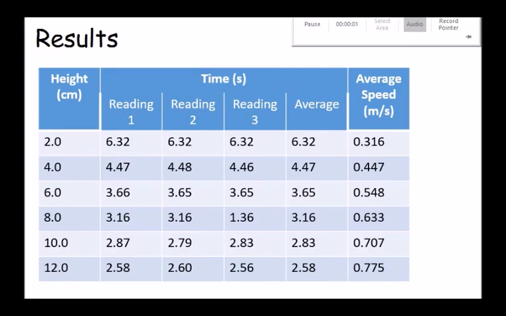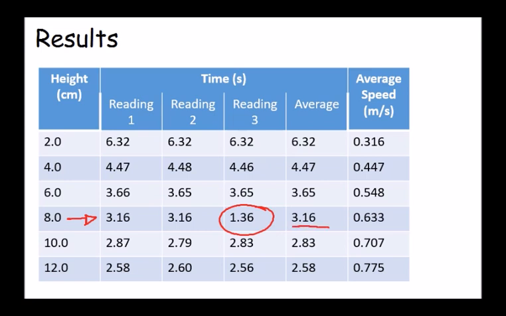Okay, let's look at the results for this experiment then. You can see that we have our 6 different heights, and at each of those heights we have 3 readings for time and then an average. Now, there are some important things to look at in this results table. The first one is when we're taking an average. If we look at this line, you should see we have 3.16, 3.16 and then 1.36. That is that far away from the other 2 results. We would circle that, say it's an anomaly, and ignore it when it comes to working out this average here.